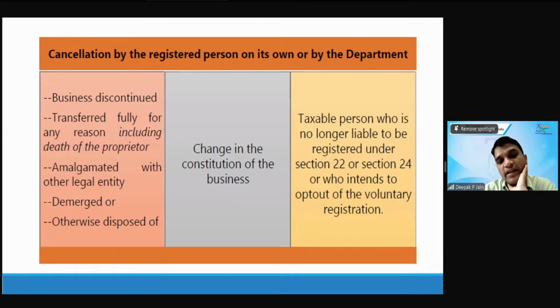Even if it is voluntary registration, you can still cancel, yes. Sir, after cancellation, if a person takes new registrations, he needs to carry out the procedure to register as done earlier. Yes. Once it is cancelled, you have to take it fully again. Okay. He should do the registration fresh as though he's a new registrant.